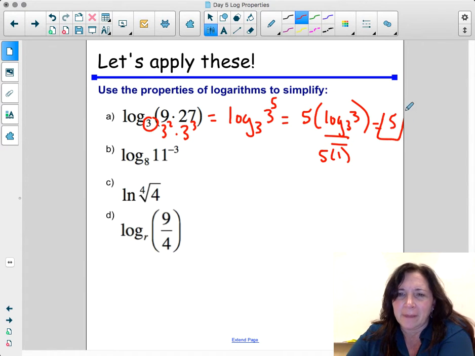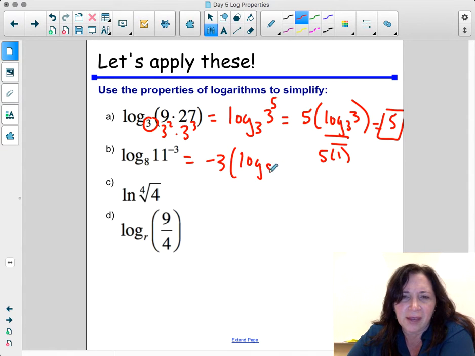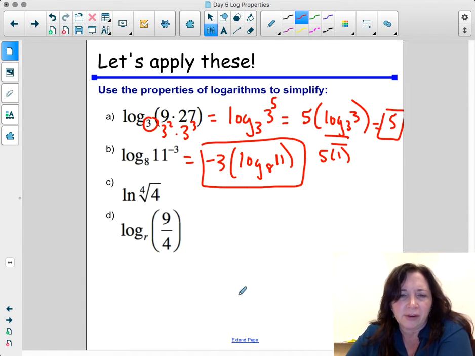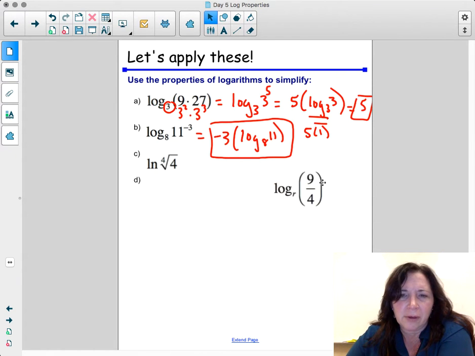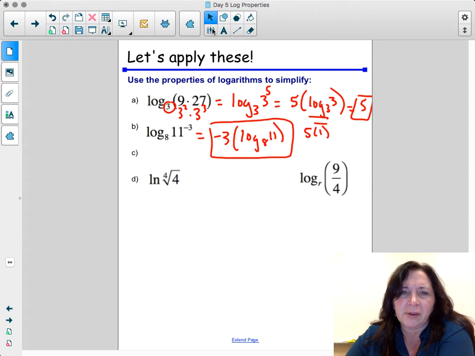Woohoo. Okay, now this one right here, they're not all going to be that fun. This one right here, just rewrite it. You're going to have negative 3 times log base 8 of 11. And that's your answer, by the way. We don't have a calculator, so that's what we get to write. For this one right here, for number C, let me see if I can move this over a little bit. Okay, so we're going to just do these 2 problems here down lower.